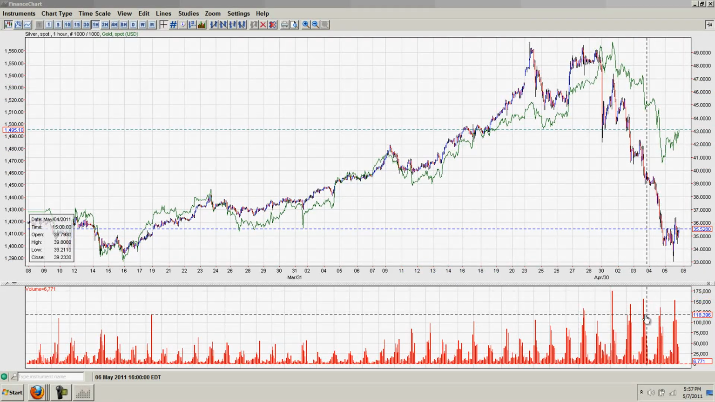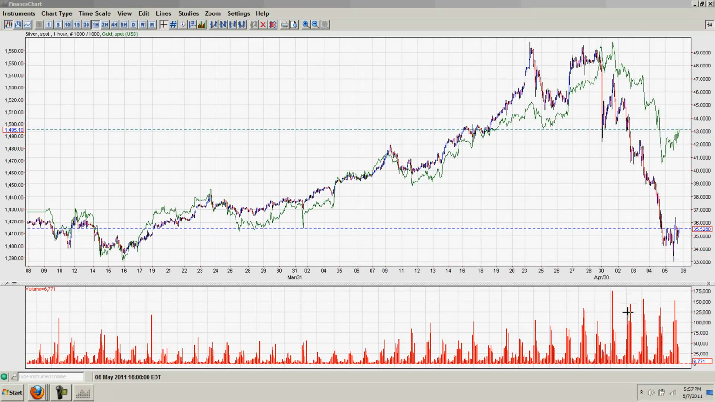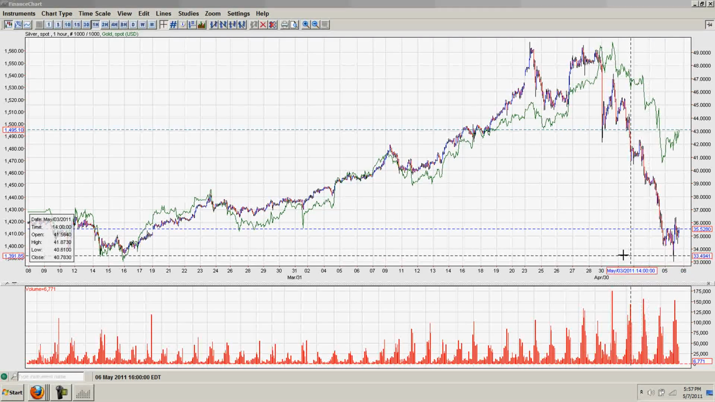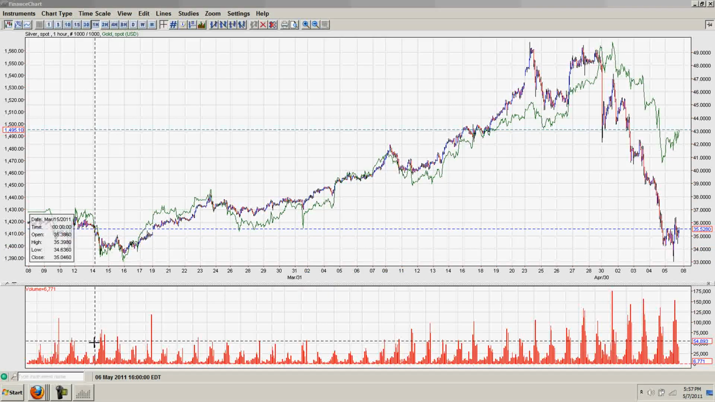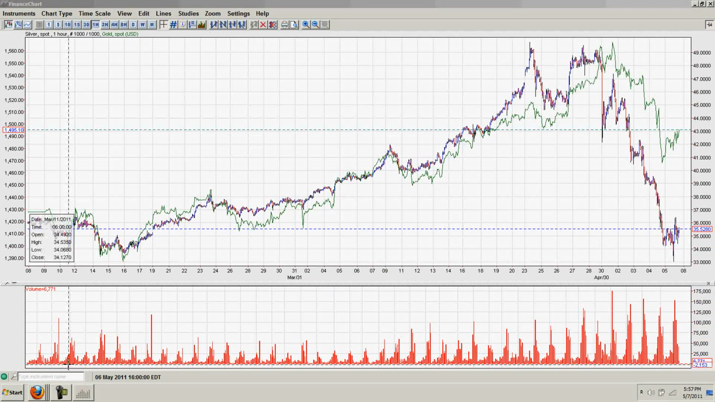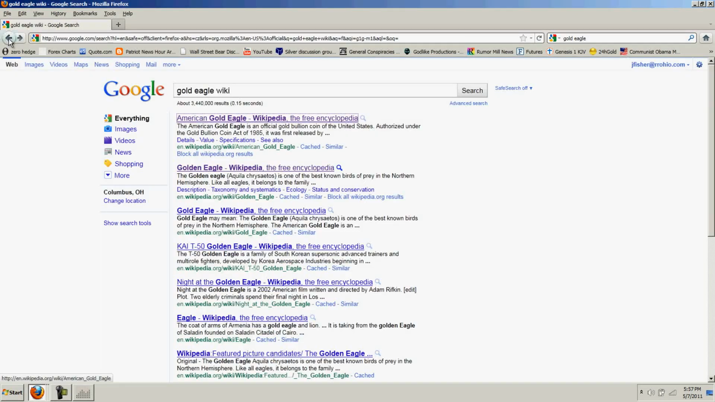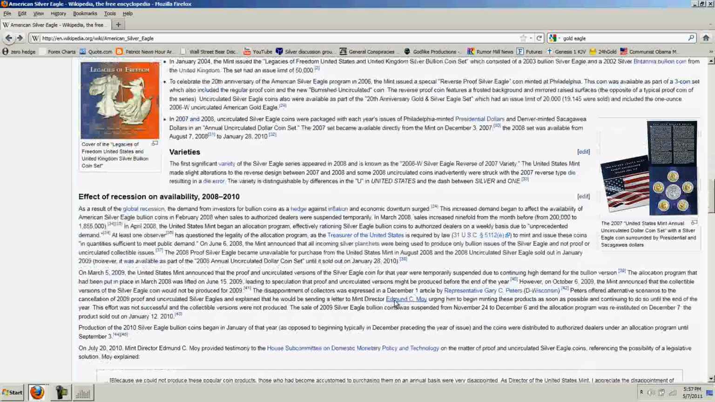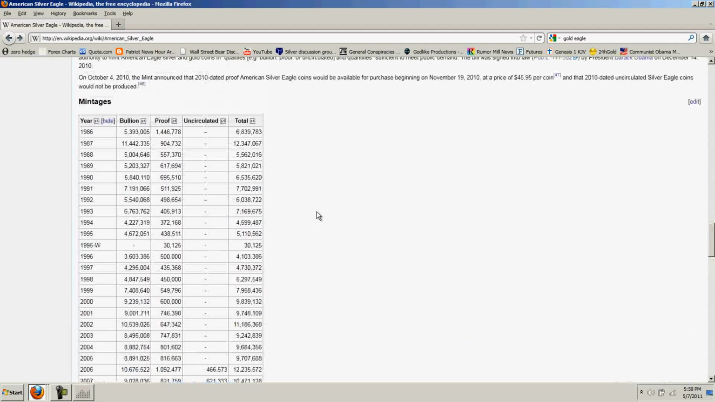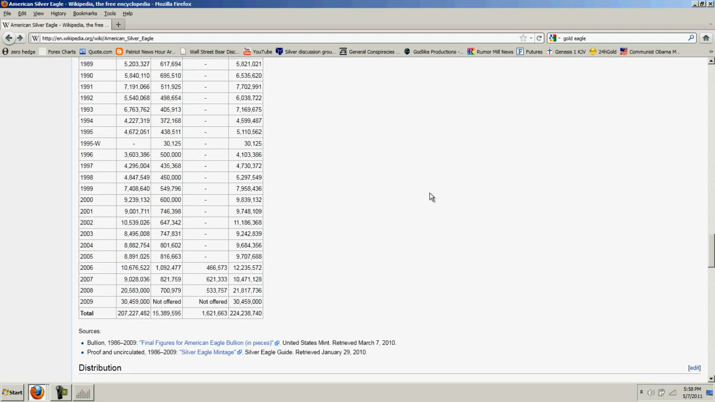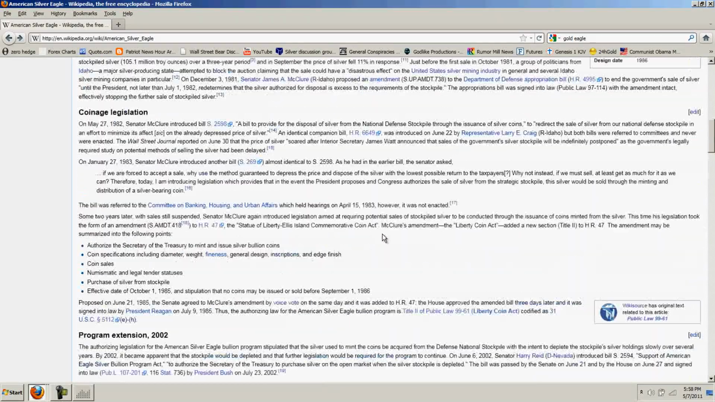A billion, a billion, a billion. So that's the bubble. The bubble's in the paper. The bubble is in fake silver. And physical silver is nowhere near that. You have a billion ounces trading a day, and with your Silver Eagle, you have a third of a billion being all that's ever been minted in the history of the coin. So we're looking at two markets.